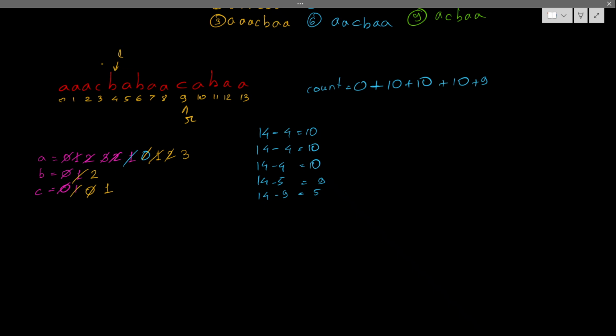Right now L will come to this place, A. It will reduce B, B becomes 1. Is it a valid case? Yes, all are appearing at least once. It is a valid one. So I have to again add 14 minus 9 equals 5. So I have to add 5 here, 5 plus 5.